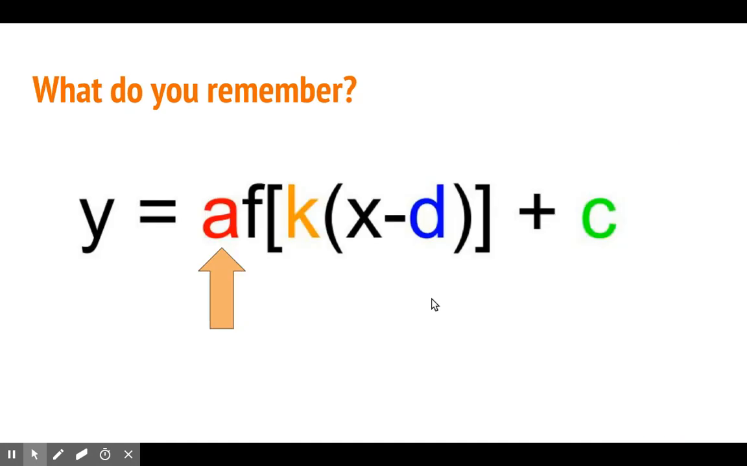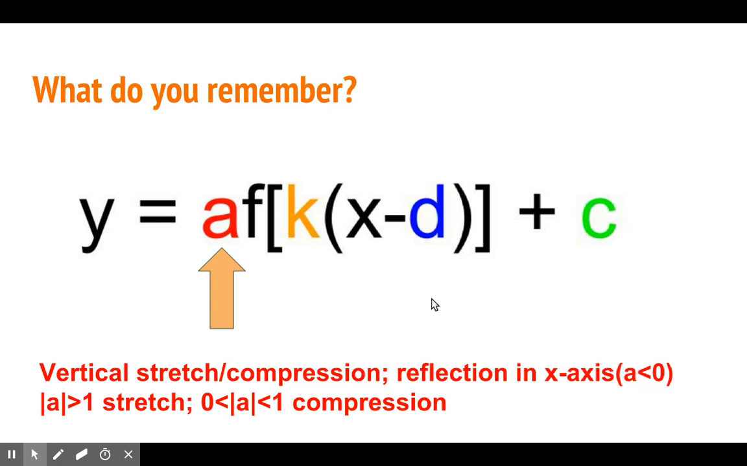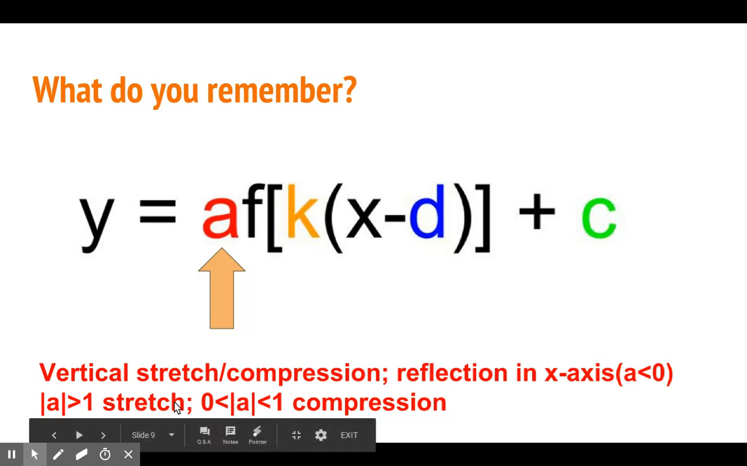All right, so what do you remember? A is the vertical stretch or compression. Also, if it is less than 0, it is a reflection in the x-axis. If our absolute value of A is greater than 1, then that will be a vertical stretch. And if our absolute value of A is between 0 and 1, then it's a vertical compression.